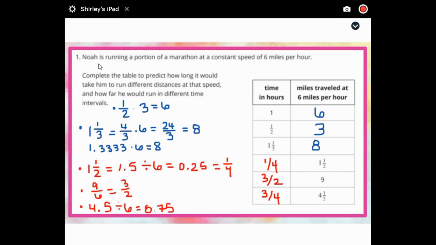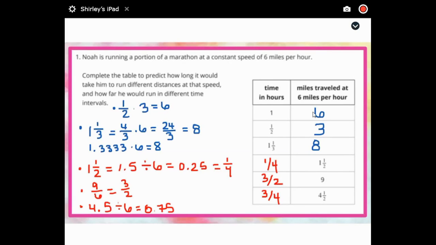So again, that first sentence tells us that we're going 6 miles per hour. That's my constant of proportionality. That tells me that I can take everything in the left and multiply it by 6, and it will give me everything in the right, which is great whenever I have 1, because I can easily do 1 times 6.